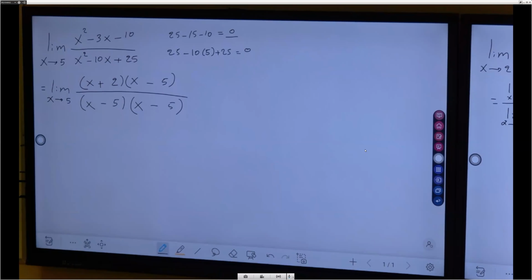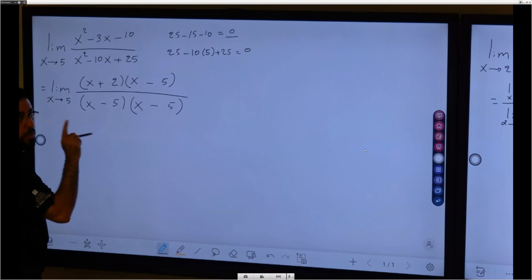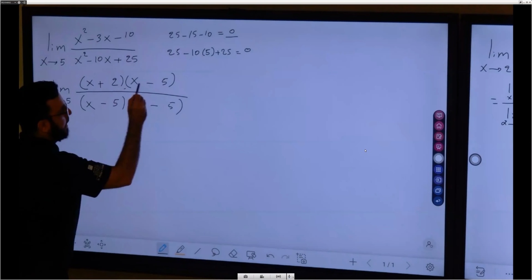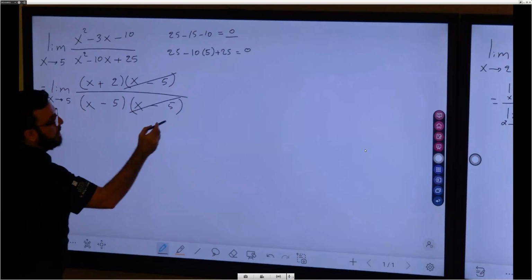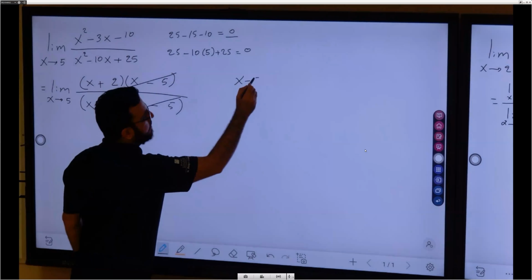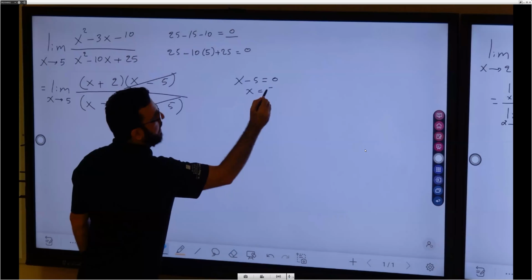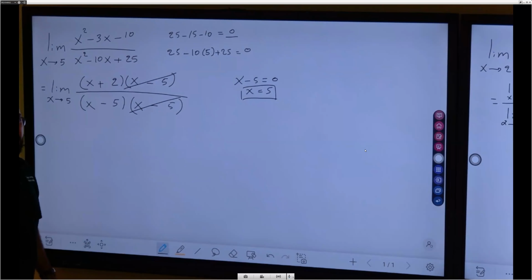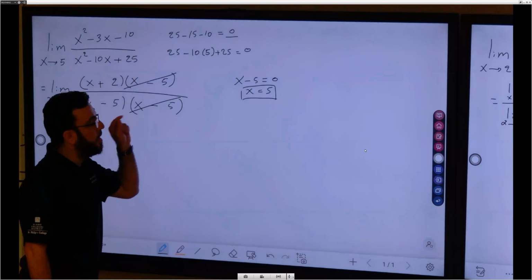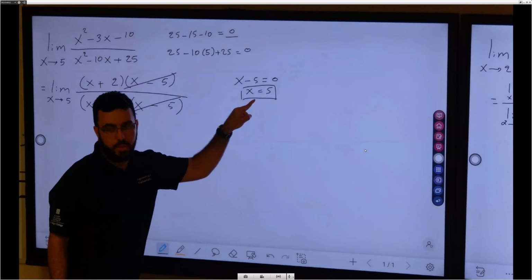Can we simplify it? Check here. If I cancel this one with this one, that means x minus 5 equals 0. So x equals 5 is what on the graph? It's a hole on the graph, okay? That means the function is not continuous at this point, okay?